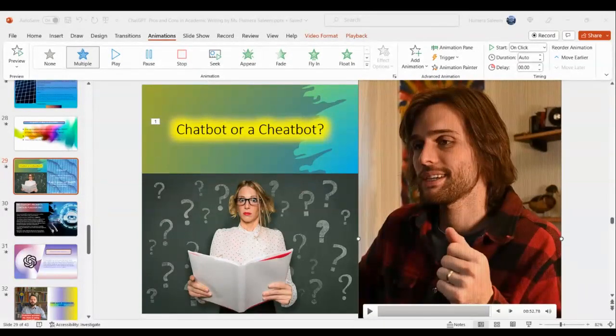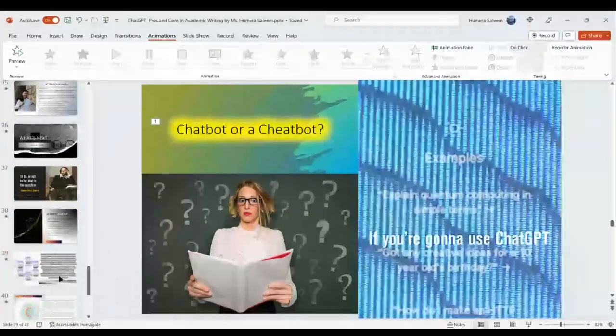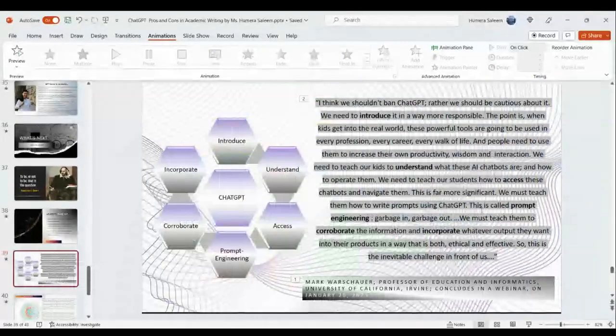You see, when I just mentioned Professor Mark's theory of garbage in and garbage out, right? I would like to share that slide with you. It might help you to understand. Wait, please. It's here. This is how it can help you. You need, first of all, to get introduced to this chatbot, right? How will it work for you? Then understand, then access its material, whatever it gives you. Then prompt engineering. What is prompt engineering? Garbage in, garbage out. You can just work on it and find out. It's something like taking the wheat and leaving the chaff, right? Then corroborate and incorporate, and then there's your final product. That's it.